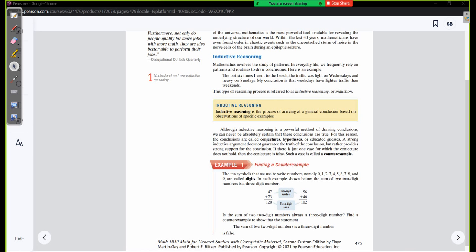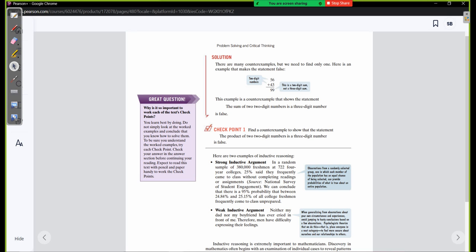So this reads, find a counterexample. I mean, 12 and 13, right? 12 plus 13 is equal to 25, which is a 2-digit number. So obviously, this is not a true statement. The sum of 2-digit numbers is a 3-digit number: that is a false statement. That's how we find counterexamples to these inductive reasoning problems. And of course, the solution in the textbook says 56 plus 43 is 99.